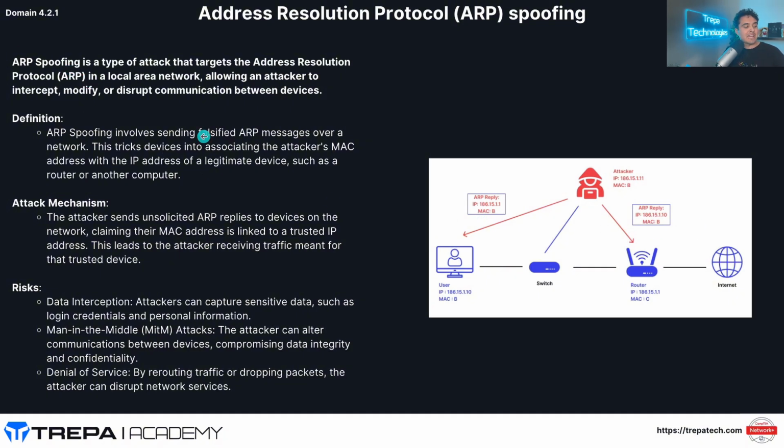So ARP spoofing is a type of attack that targets the Address Resolution Protocol in a local area network. This allows an attacker to intercept, modify, or disrupt communications between devices.